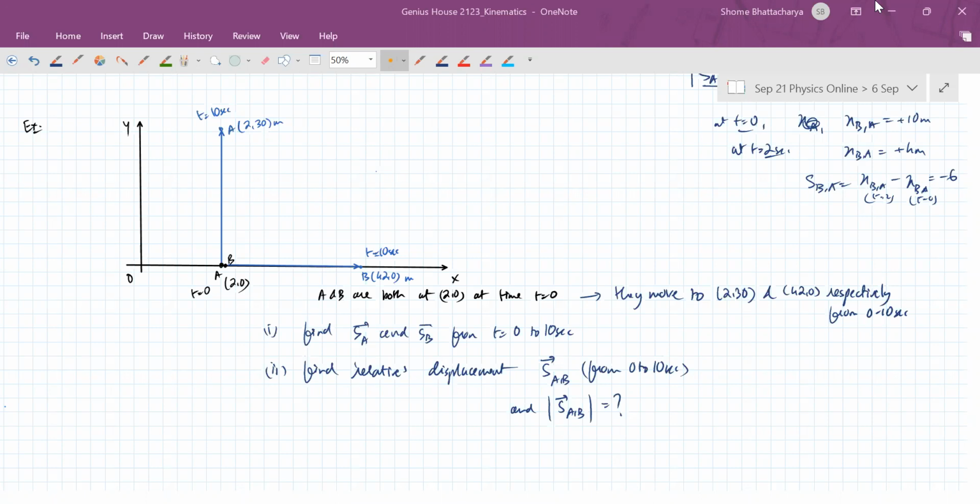Is Aditya's answer correct? Yes, Aditya, your answer is correct. Anirudh, your answer for the second part, the square root 1 you have sent, is not correct, beta. First, write it as a vector quantity, displacement of A with respect to B. Then calculate its mod.